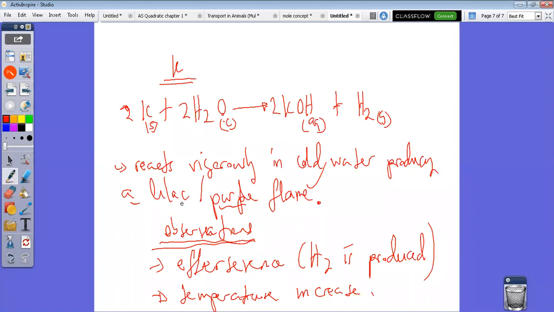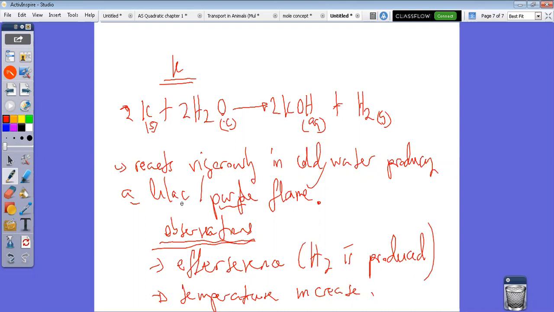You observe a purple flame, because we're talking of potassium. Then you also observe a temperature increase if you're measuring what? If you are using a thermometer, you're measuring before or during the reaction. There will always be a temperature increase because the reaction is very exothermic.